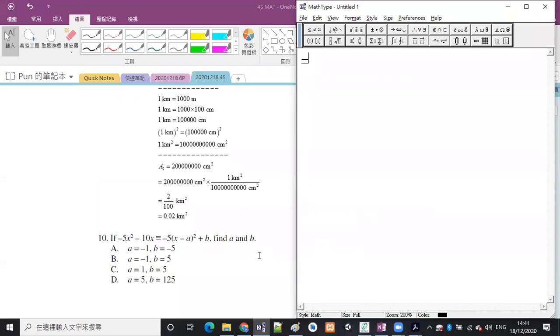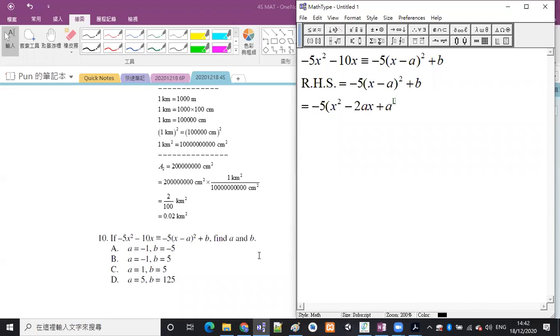So left hand side is negative 5x squared minus 10x. And then the right hand side is negative 5 times x minus a squared plus b. It is just like when we do long division, the division algorithm, right? So just expand the right hand side. Okay, it's negative 5 times x minus a squared plus b. That should be equal to -5 times x squared minus 2ax plus a squared plus b. And then -5x squared plus 10ax minus 5a squared plus b.